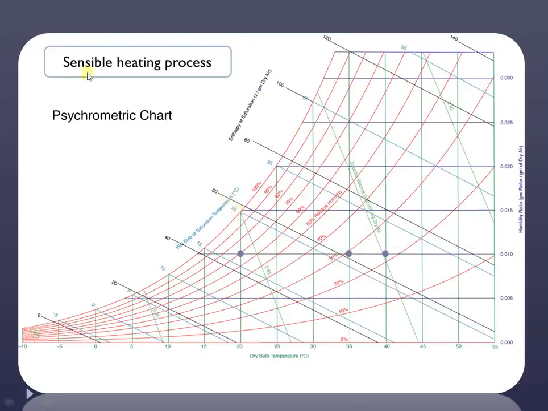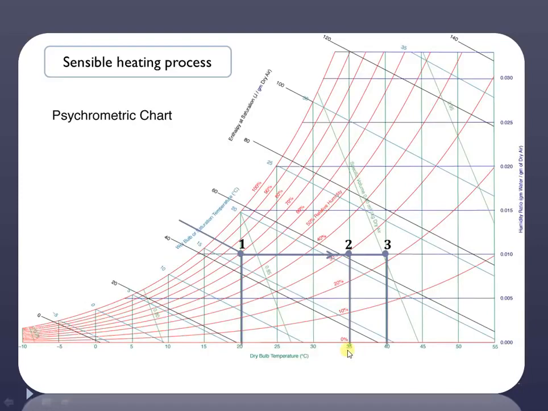Now let us see the meaning of the sensible heating process. In the sensible heating process, the specific humidity of the air remains constant and we increase the temperature. For example, in this particular case, the initial dry bulb temperature of the air is 20 degrees centigrade, whereas the final temperature that ideally we require is 40 degrees centigrade. But because of the bypass factor of the heating coil, the temperature that is actually obtained is 35 degrees centigrade.